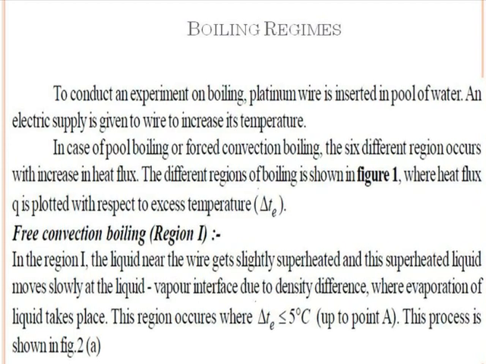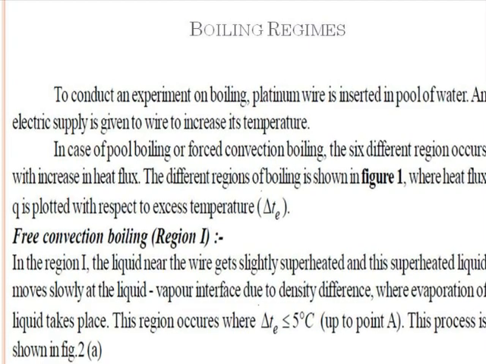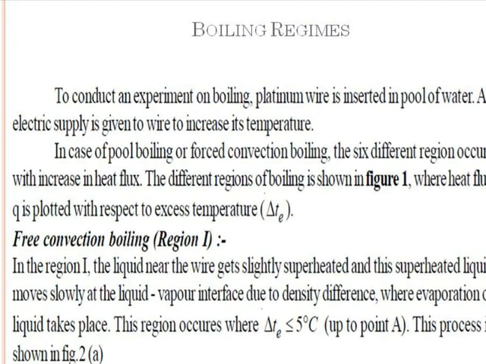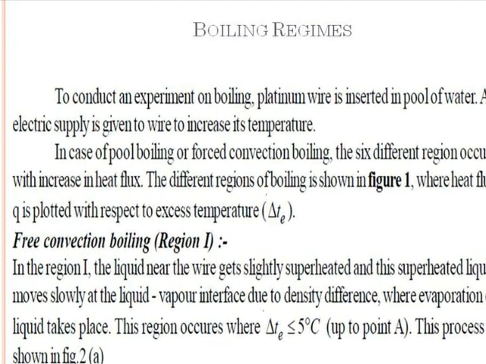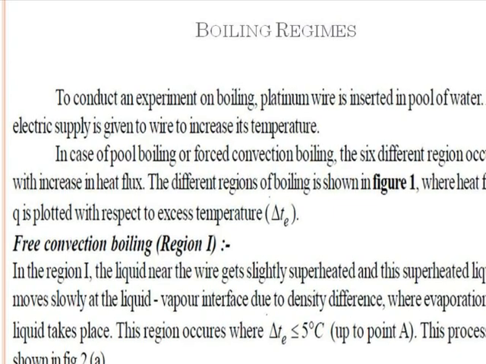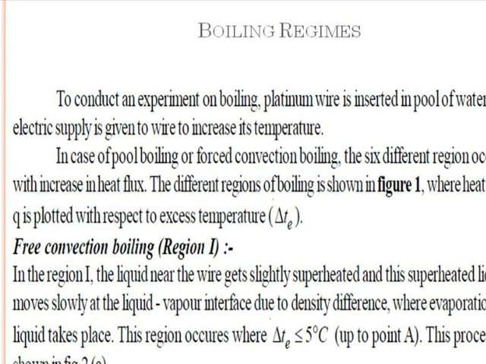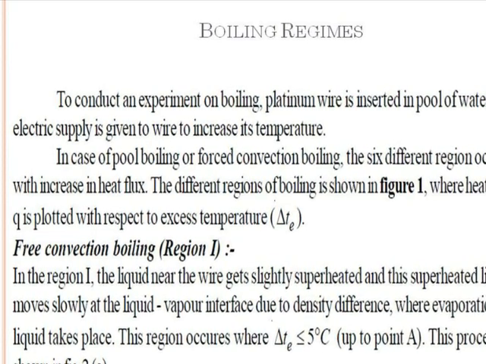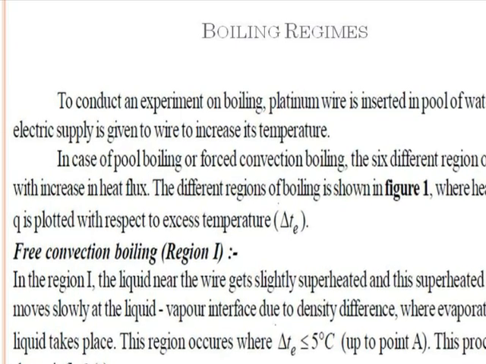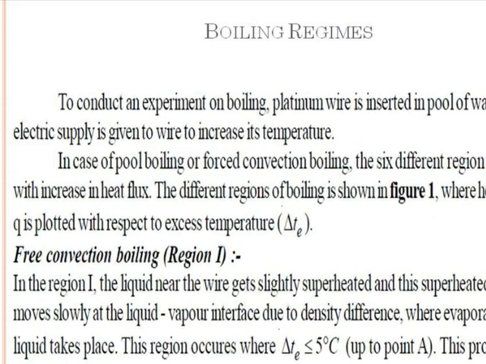In case of pool boiling or forced convection boiling, 6 different regions are available when we increase the heat flux. The different regions are shown in the next slides, where the heat flux is plotted against the excess temperature. On the x-axis, excess temperature is available, and on the y-axis, heat flux in terms of watt per meter square is shown.